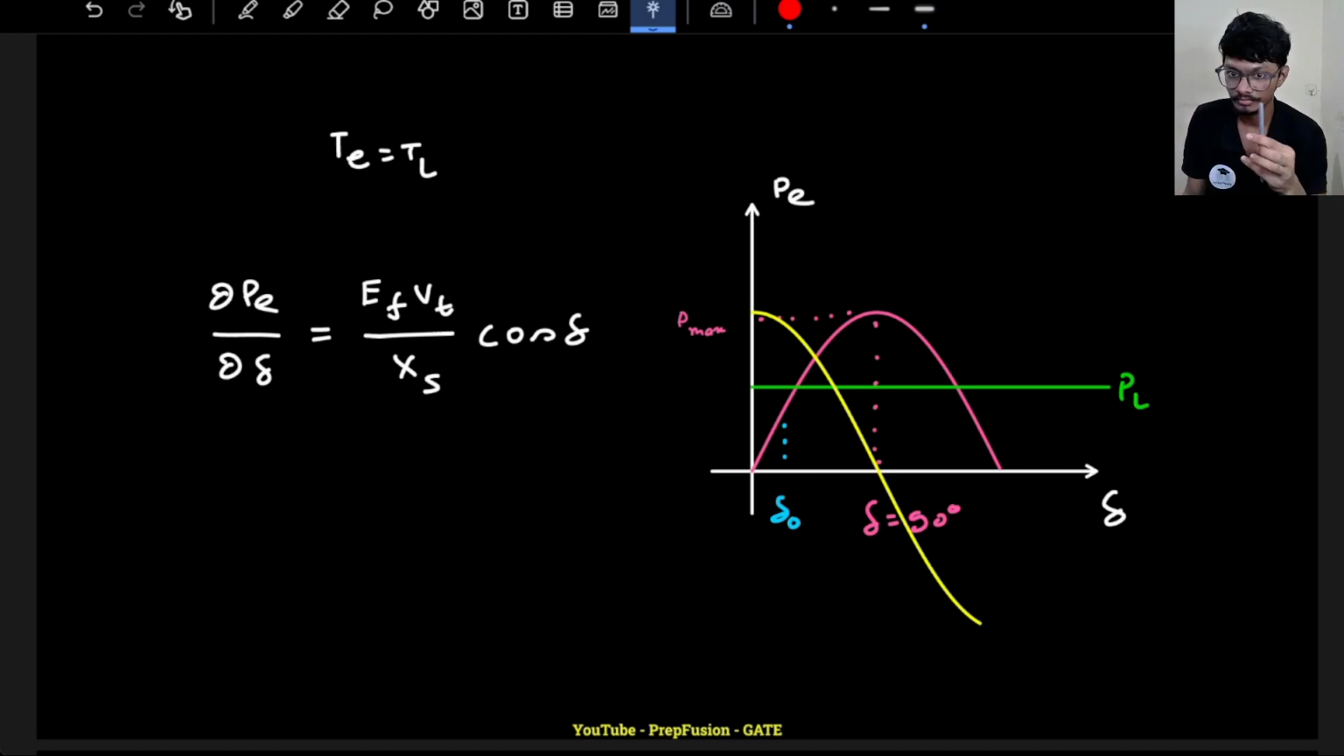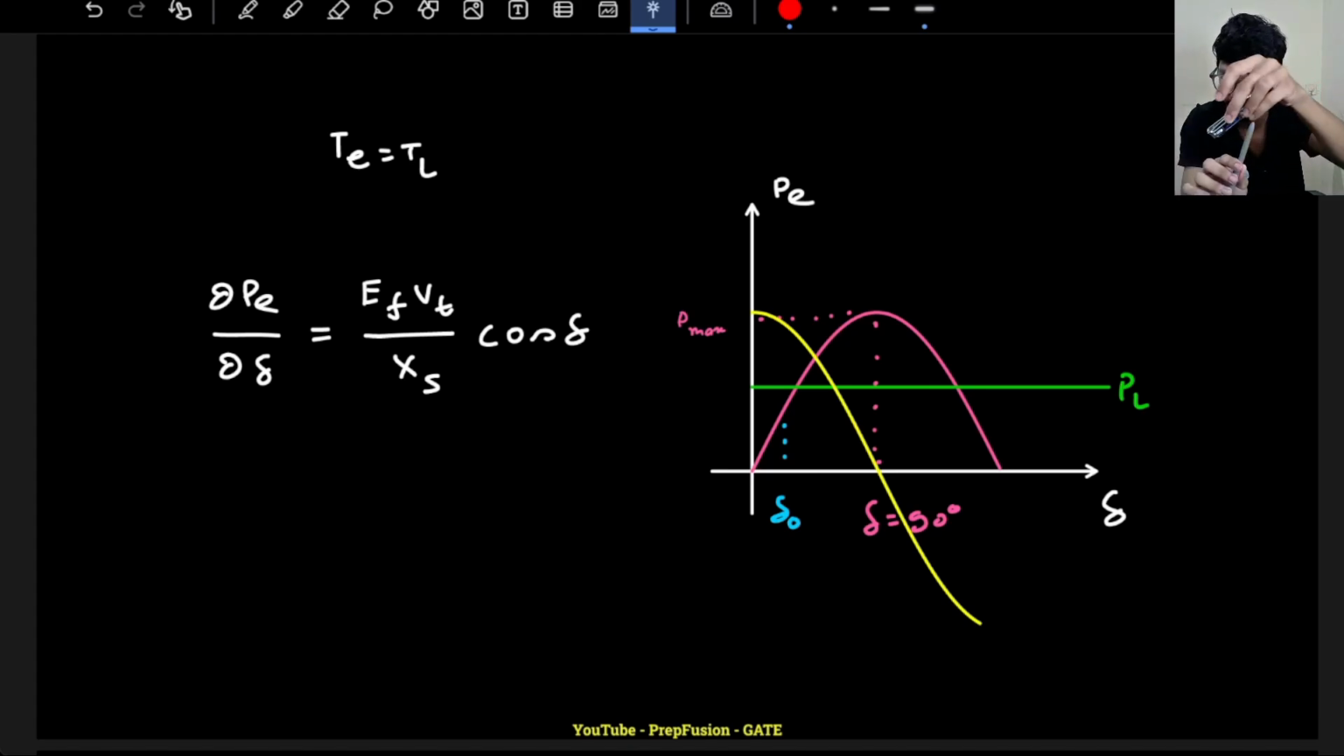Correct? So same here. Previously these two fluxes were freely rotating, and the relative angle between them was delta always. They were freely rotating with speed ns. But suddenly if I apply a load here in the rotor, what will happen? This will stay stuck for a second. This will jerk. This will still rotate, right?